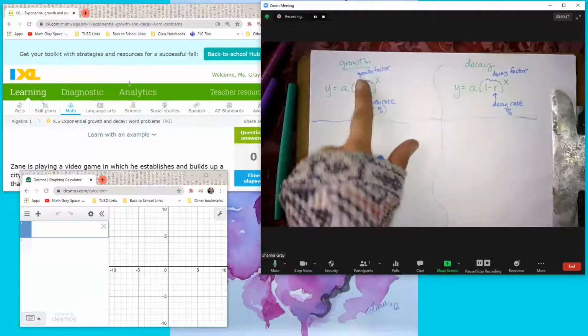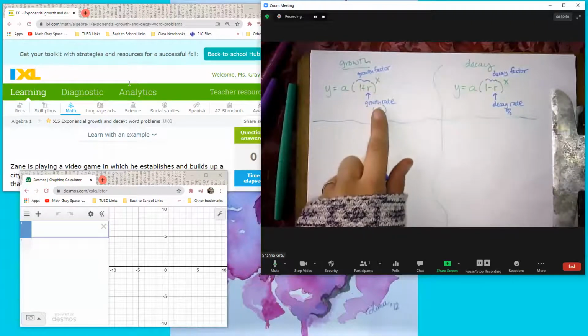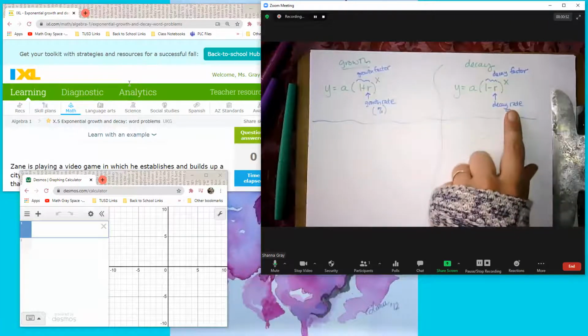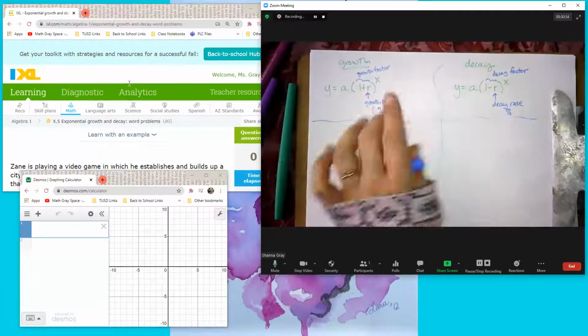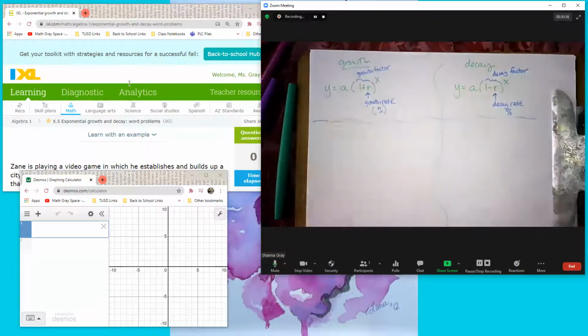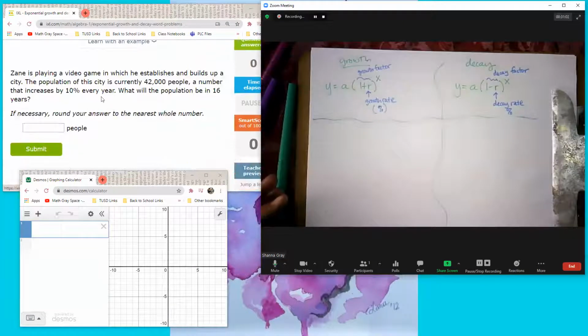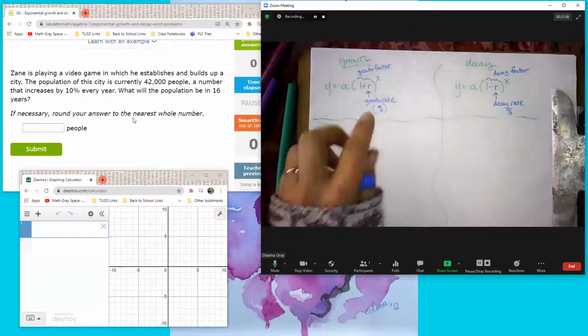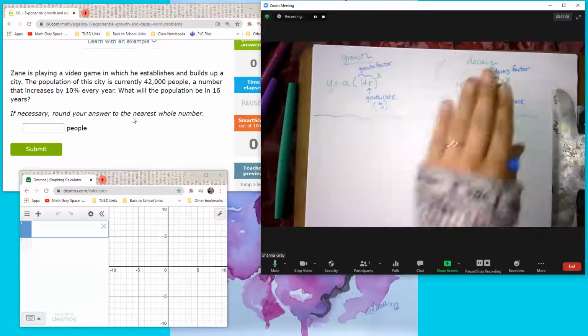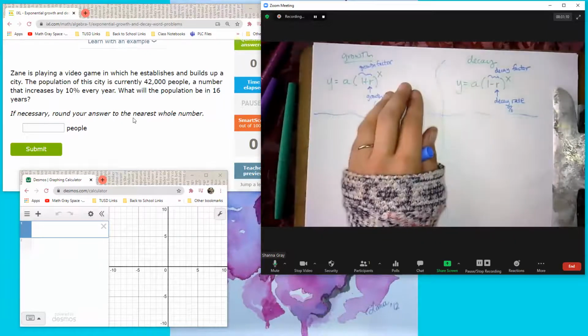You'll notice that I have this labeled here with growth factor, growth rate versus decay factor and decay rate. I would say this part in blue is what makes this whole thing a little bit confusing. You're going to have some kind of word problem, and it's going to be either a growth problem or a decay problem. So you have to decide which one is which first.